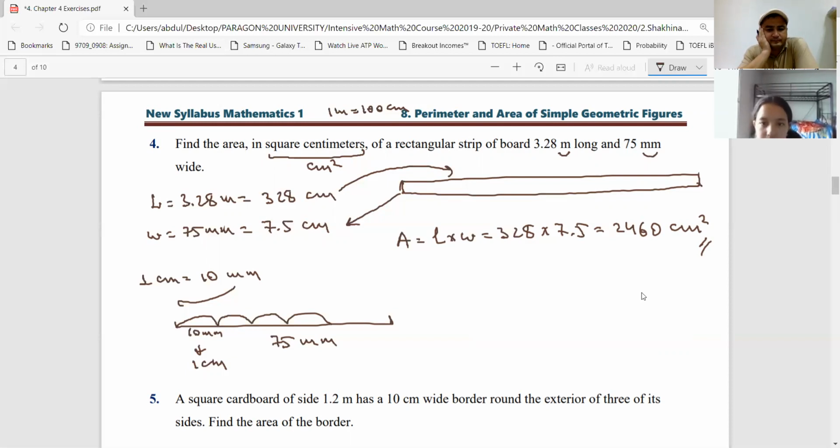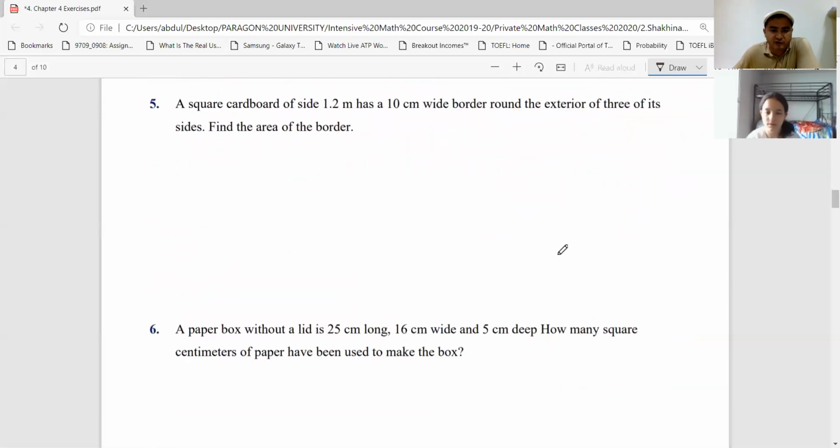Okay? Okay. So now Shahina, try to do this. Okay, try to do it correctly. Question 5. I give you 3 minutes. If you solve this correctly, we will finish the class. Otherwise, you will solve one more question. Ready? Okay, if you're ready, start. You have 3 minutes. A square cardboard. Side.